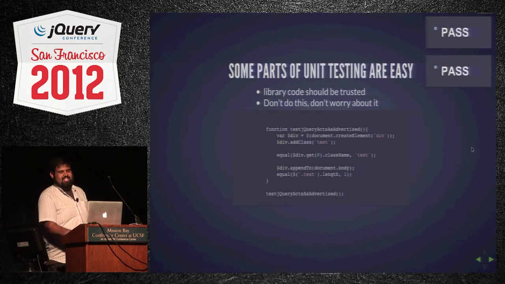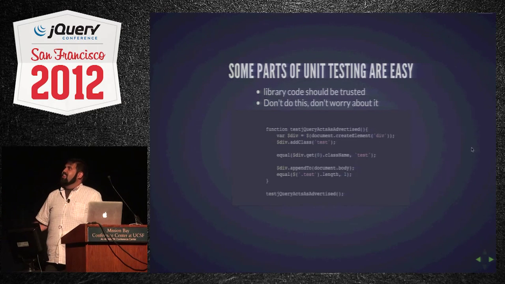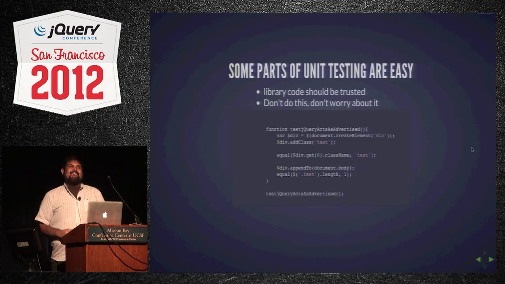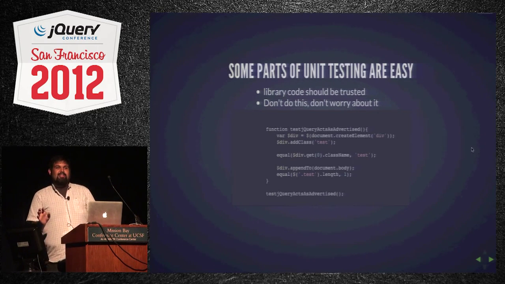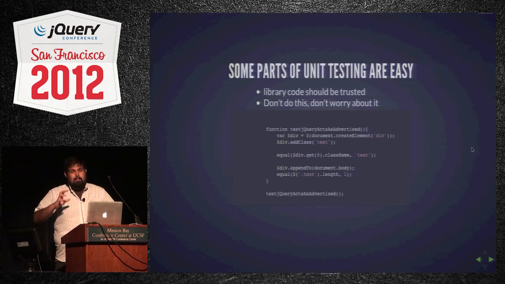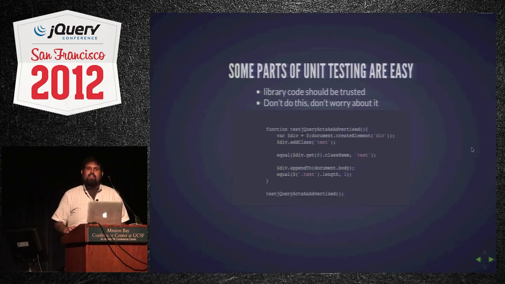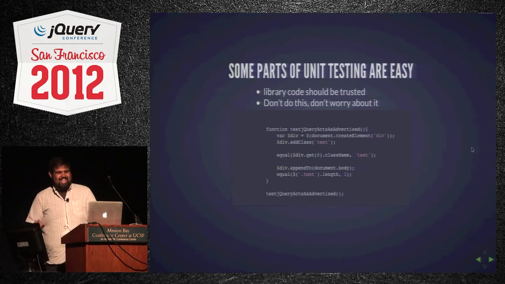What I'm doing here is writing some code that creates a div, and then adds a class to it, and then makes sure that jQuery is correct and really adds that class, and then adds it to the DOM, and then makes sure that it really gets added to the DOM. Realistically, we don't have to worry about this. At least some big part of what you would think about testing can go away, because you don't need to worry about all of what jQuery does. It's already taken care of for you.